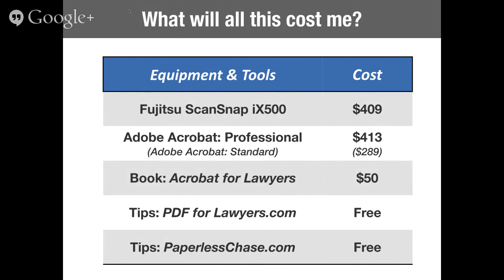The professional version of Acrobat does Bates stamping, Bates numbering, and also does redaction, where it will sanitize sensitive parts of a document so that people can't read them. So those are useful functions, but not every person in a law office needs that. You probably just need one version of Acrobat Professional in each law office, unless it gets to be a fairly big law office. The book Acrobat for Lawyers is $50, PDF for Lawyers free, Paperless Chase free.